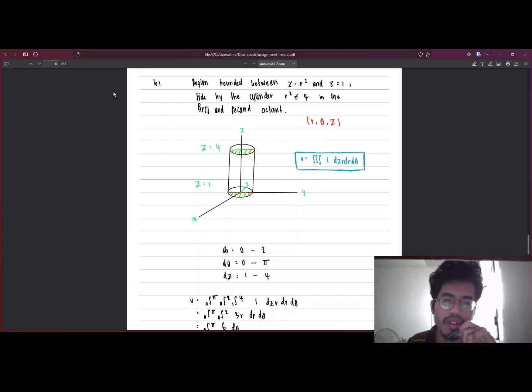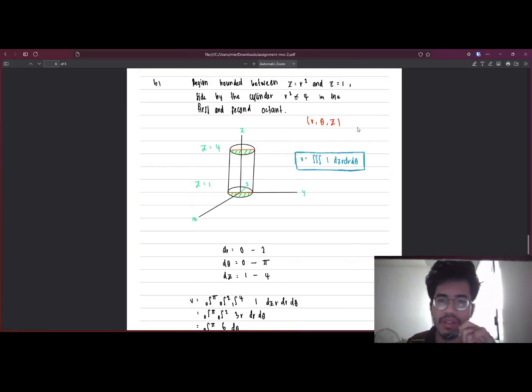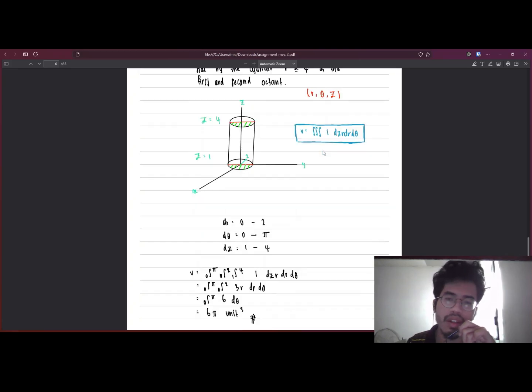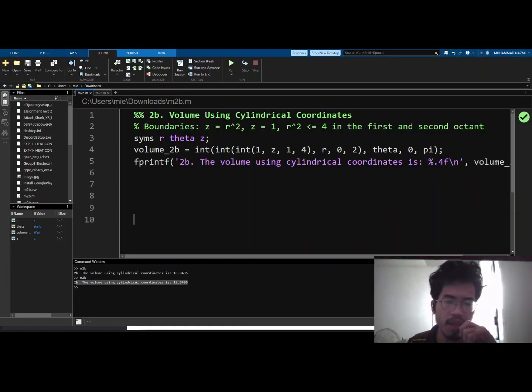So this our question is question 2b. So this is the question. We need to find the region bounded by the cylinder in the first and second octant. We need to know that the cylindrical coordinates we use here are radius, theta, and z. After we find the values, we need to insert them in this formula, and we get 6 pi unit cube. So we need to prove using MATLAB.